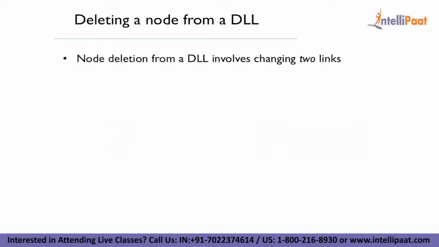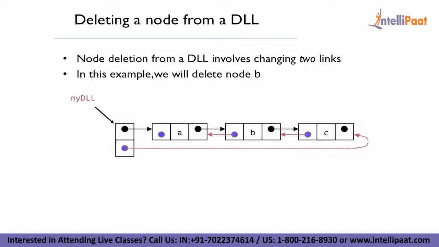So, deleting a node from a doubly linked list. Node deletion from a doubly linked list involves changing two links. In this example, we will delete node B. In the earlier example we had a set of three nodes A, B, C. Now we are deleting node B. So A's next link, which is pointing to B, is removed. Now A is pointing to C. C's previous, which is pointing to B, is removed. C's previous is now pointing to A, and that's how we delete it.